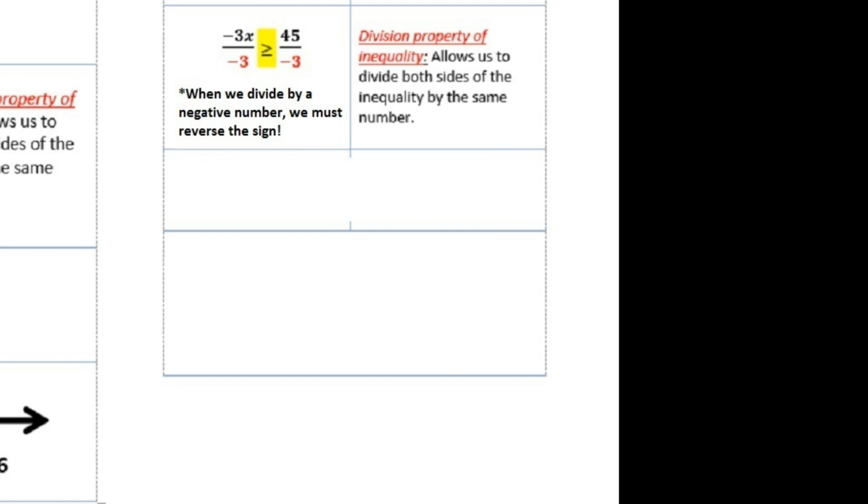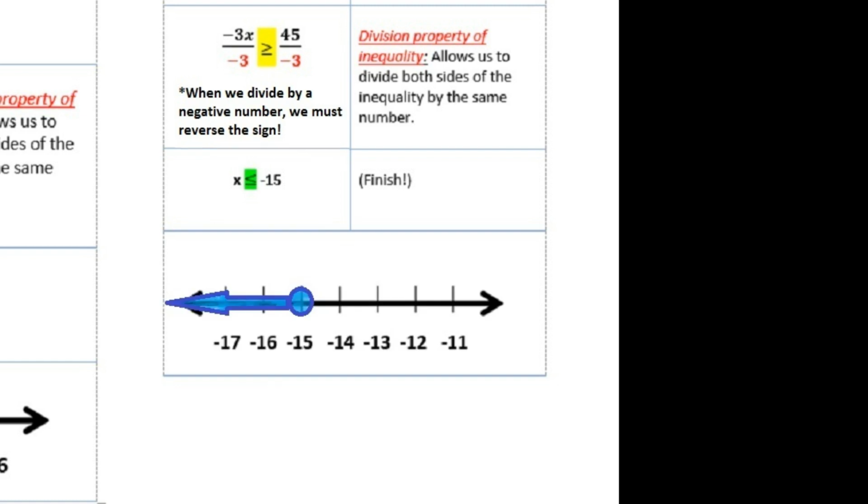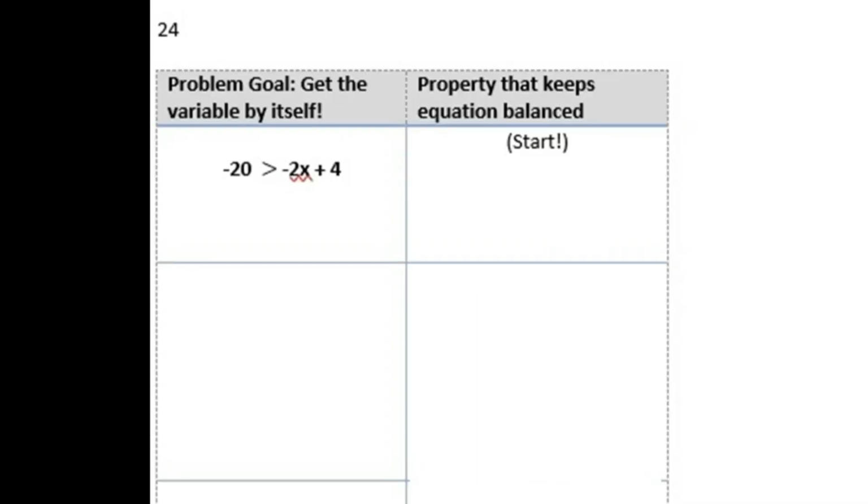Right here we divide by negative 3, and this is again the division property of inequality. Same thing. When we divide by a negative number, we have to reverse the sign. So it becomes x is less than or equal to negative 15. All right, and if we graph this, we have a closed dot at negative 15 shaded all the way over to the left. All right, so these are your two graphs right here, and we're going on to number 24.